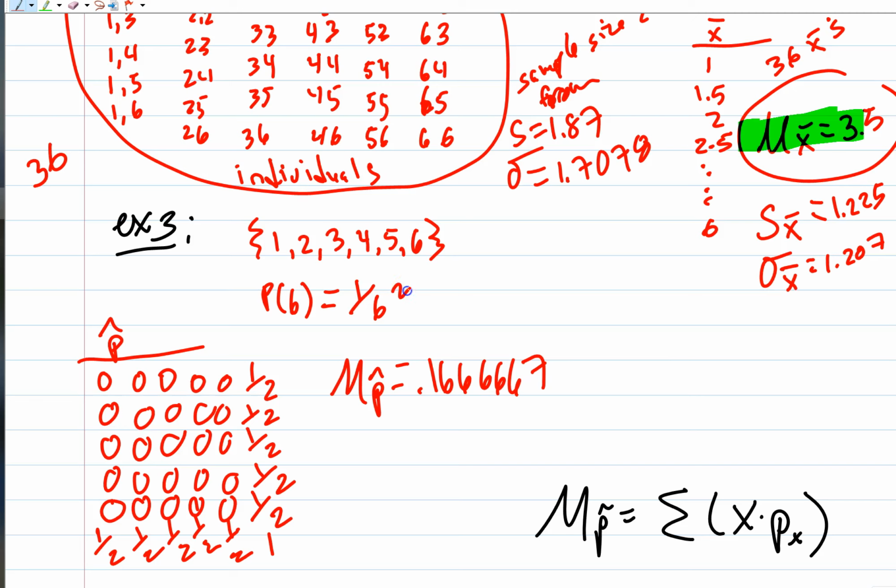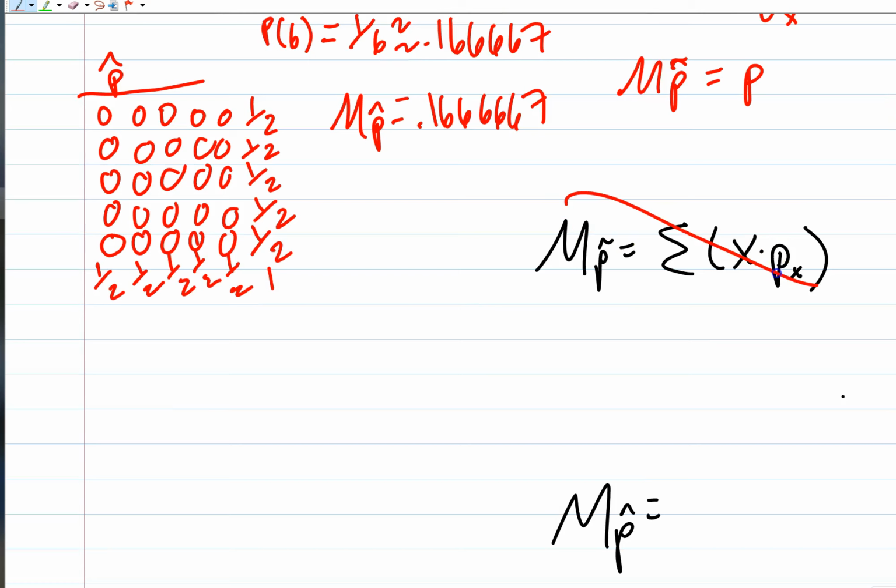Well, 1/6 is... what do we notice? The mean of our proportions is equal to the true proportion. Well, the true proportion, no hat there, okay? So that's why means and proportions are unbiased, okay?